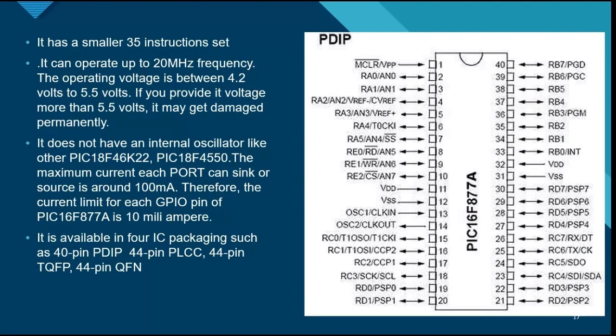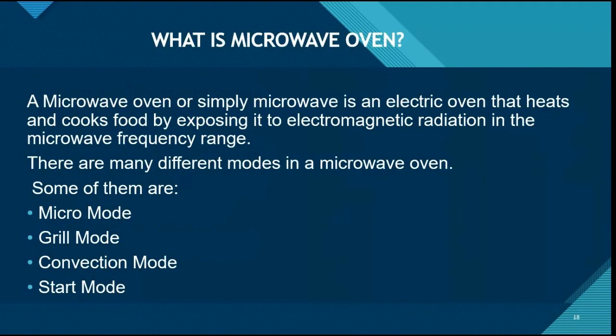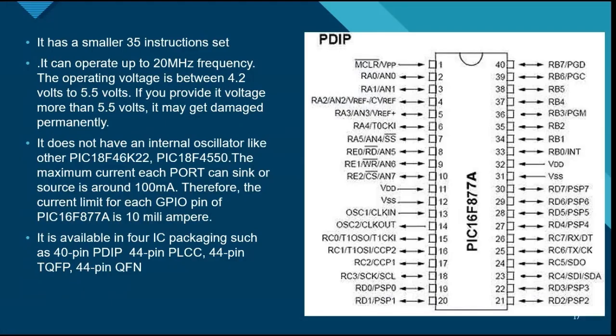As we said, this microcontroller consists of 40 pins, and there are more functions which are used as input and output ports. It has 35 instructions, and it can operate at 20 MHz frequency. The operating voltage is 4.2 volts to 5.5 volts. If you provide it voltage more than 5.5 volts, it may get damaged. It does not have internal oscillators like the PIC18 family, and the current limit for each GPIO pin of PIC16 is 10 mA.